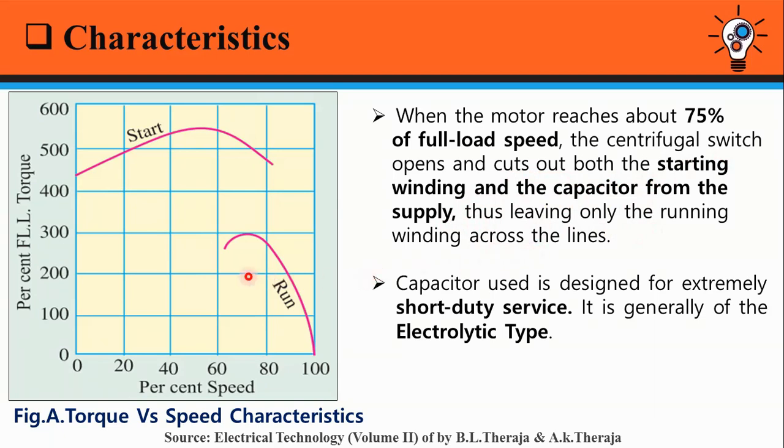Now you can see that the torque suddenly decreases. This happens because only the running winding is in circuit. The capacitor used in the motor is designed for extremely short duty service. It is generally of the electrolytic type.